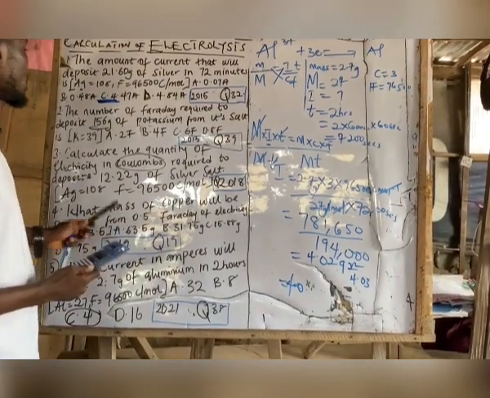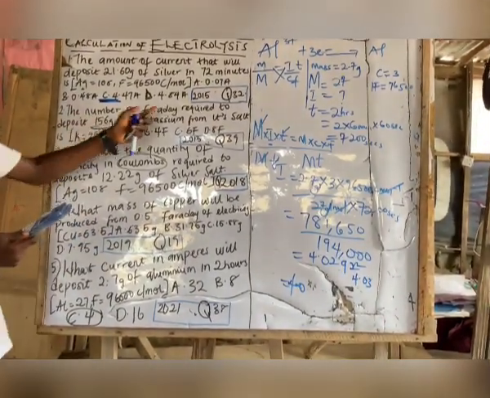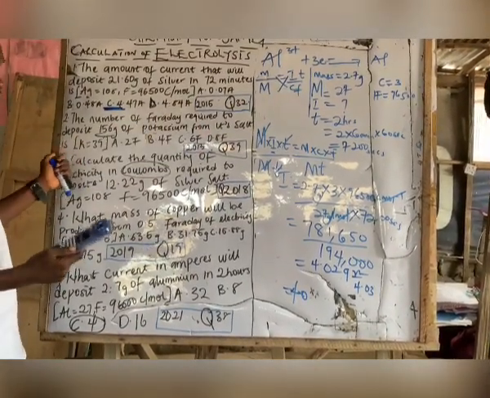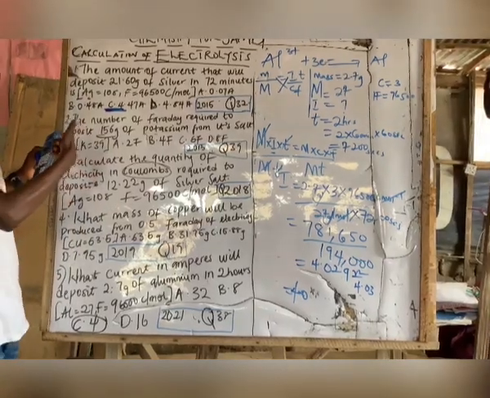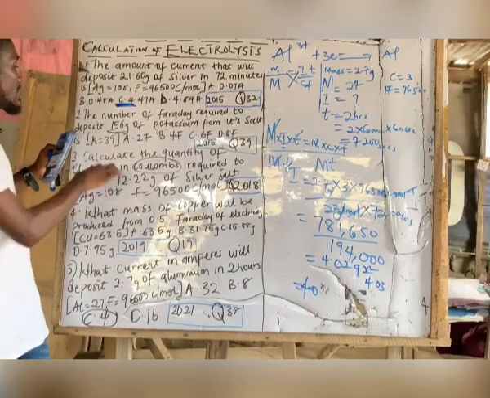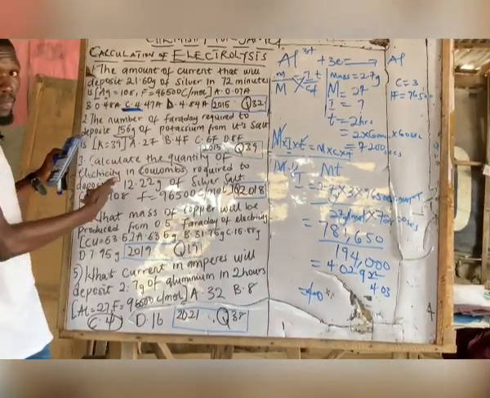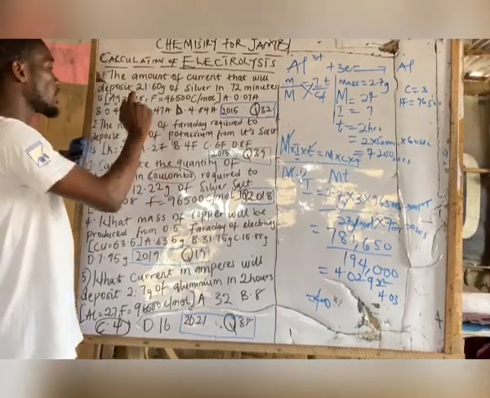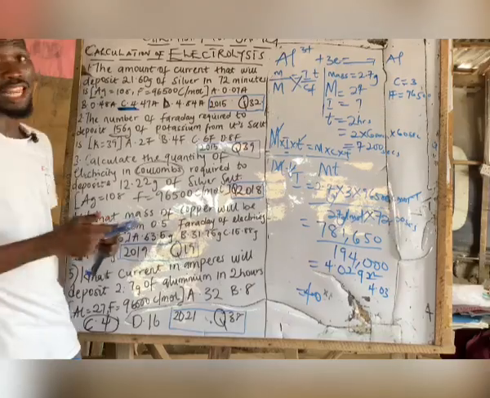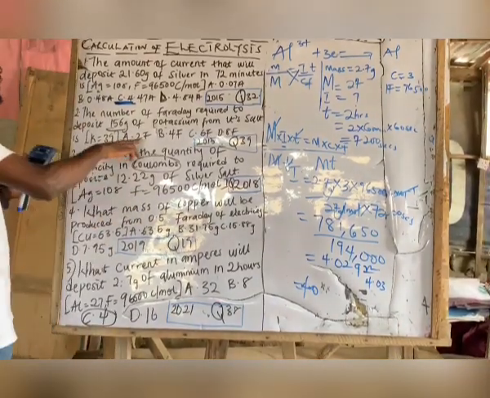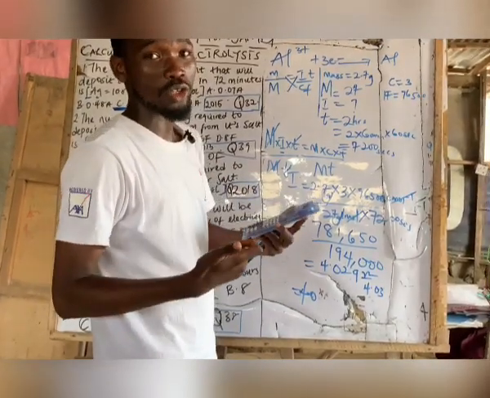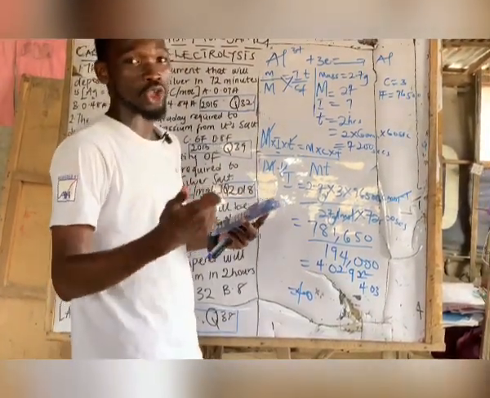So let's quickly look at this number 2 equation. The number of Faraday required to deposit 156 gram of potassium from its source is... So if you have to solve an equation like this, it's very simple. This K here stands for potassium, and the atomic mass of potassium is 39. So now A, we have 2 Faraday, B, we have 4 Faraday, C, we have 6 Faraday, and D, which is the last option, we have 8 Faraday. So from this now, I'm going to show you guys a simple way, or let me just say shortcuts, because most Jambers out there are looking for shortcuts.